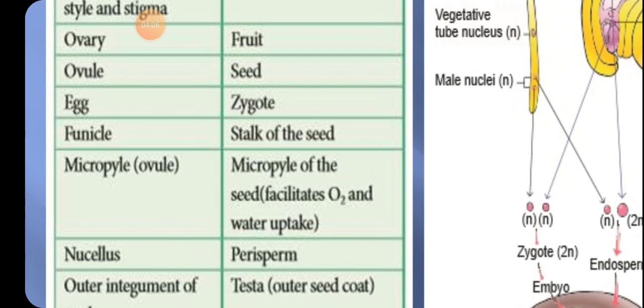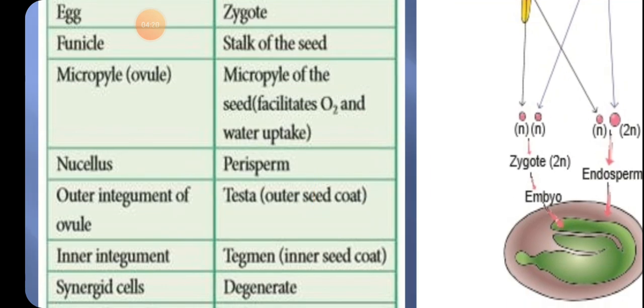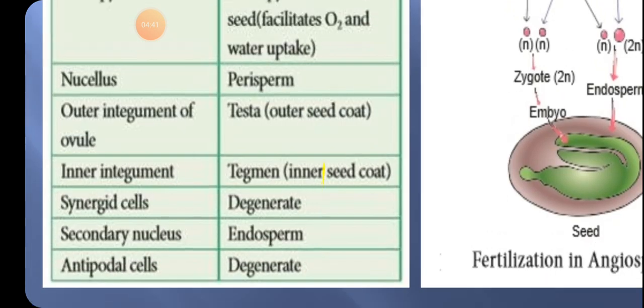Then the next one, the micropyle. The micropyle is a minute opening of the ovule, and also of the seed, through which oxygen and water go in and out of the seed. Then the next one, the nucellus. Inside the ovule, the nucellus tissue is converted into perisperm. Integument means the covering layers of an ovule. The outer integument is converted into the outer seed coat, the testa. The inner integument is converted into the inner seed coat, the tegmen.